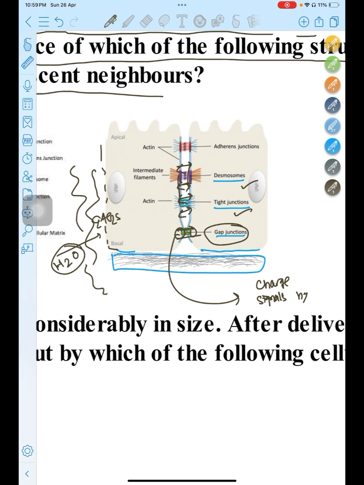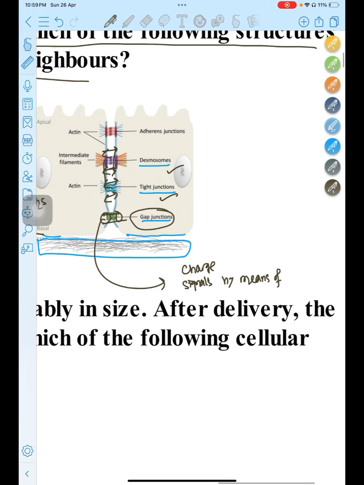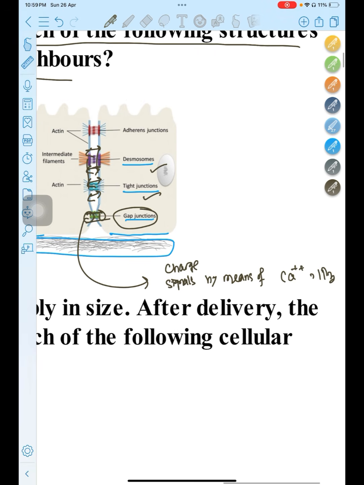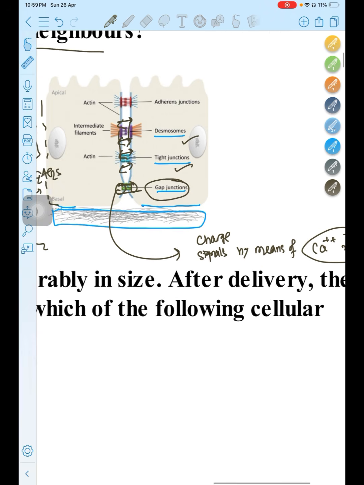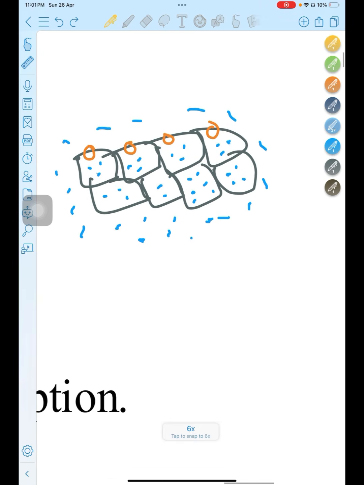by means of calcium ion and adenosine triphosphate. These are secondary messengers and passage of molecules that are sized below 1 kilodalton. So the fluorescent dye will be present in the bleached cell through this gap junction.